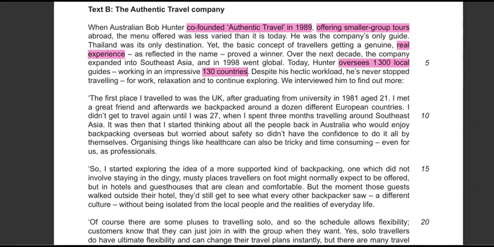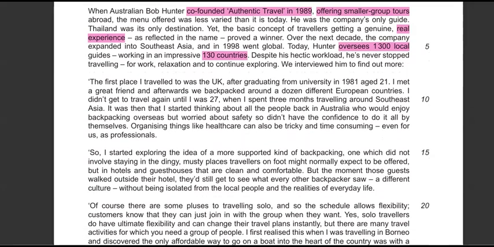So here, along with the expression of his own experience, he is also saying that they provide some sort of secure trip, right? Let me see if we have any text clue over here. Because people have no particular safety, they lose their confidence to travel alone. That means that their company, the Authentic Travel Company, makes sure about the safety of the passengers.